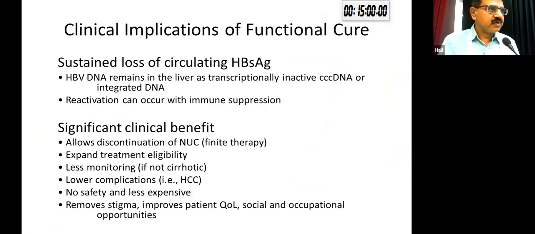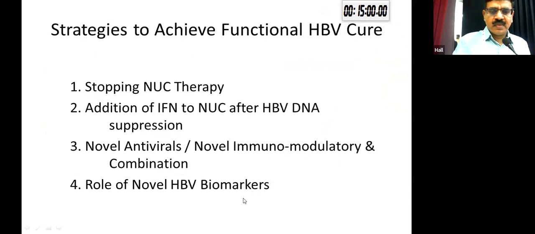But you want to go for a functional cure because you can stop the nuke therapy, you can stop the antiviral therapy, less monitoring is required, and these patients will have an improved quality of life. What are the strategies to improve the functional cure with the available drugs? There are various strategies. I will discuss the first 3 and the rest I think my next speaker will tell you.